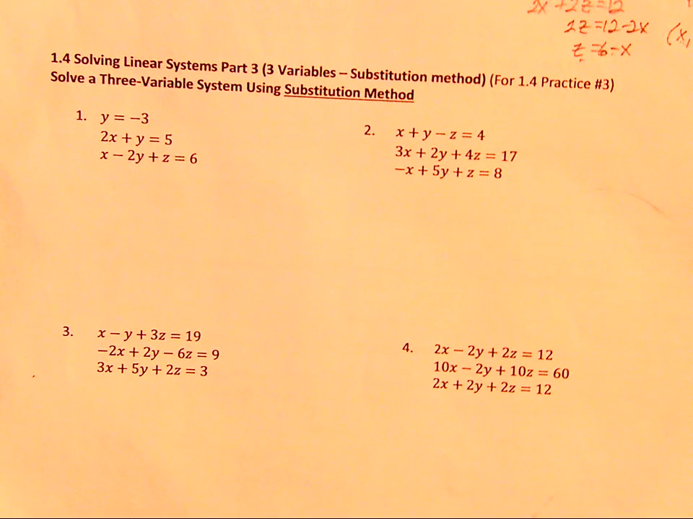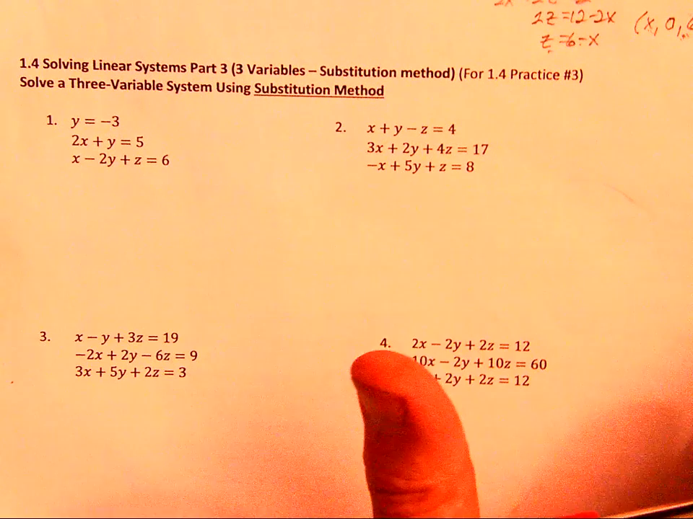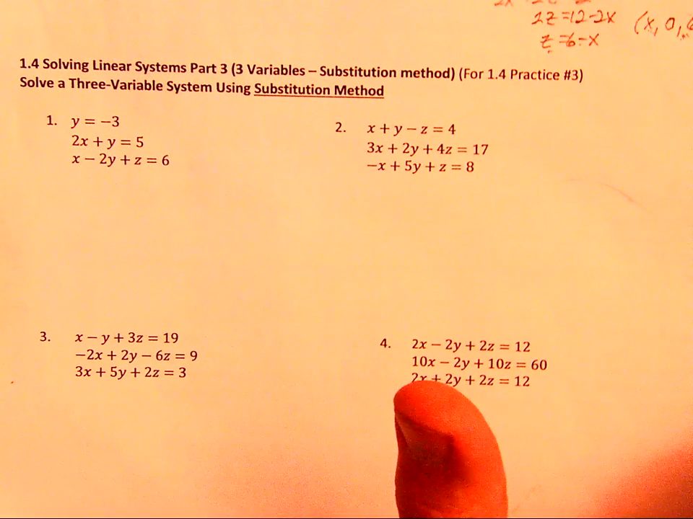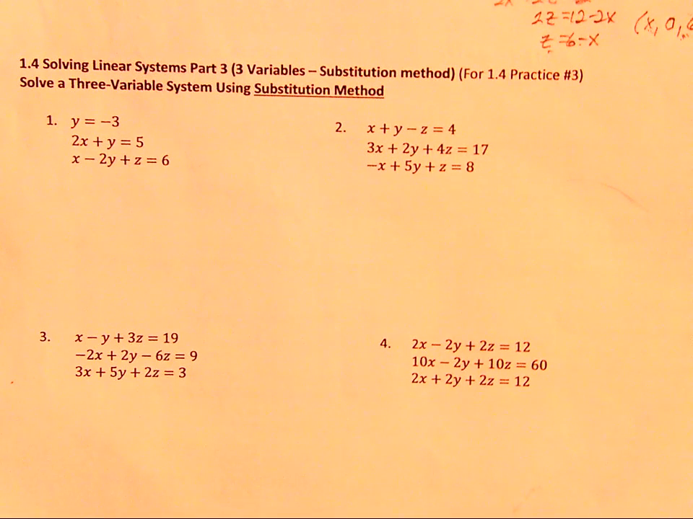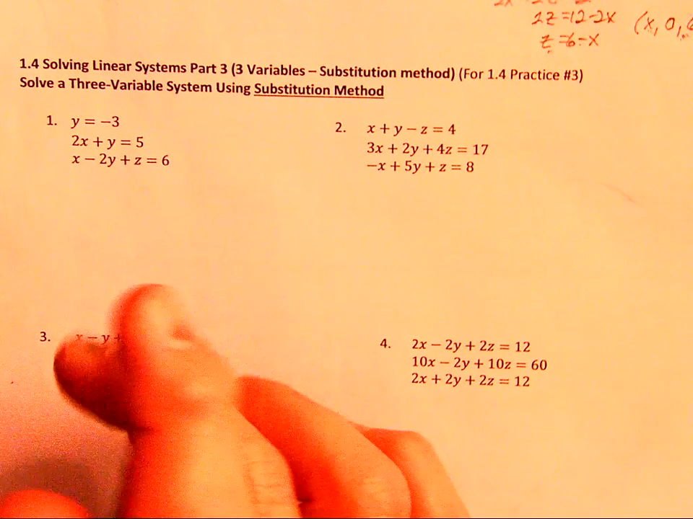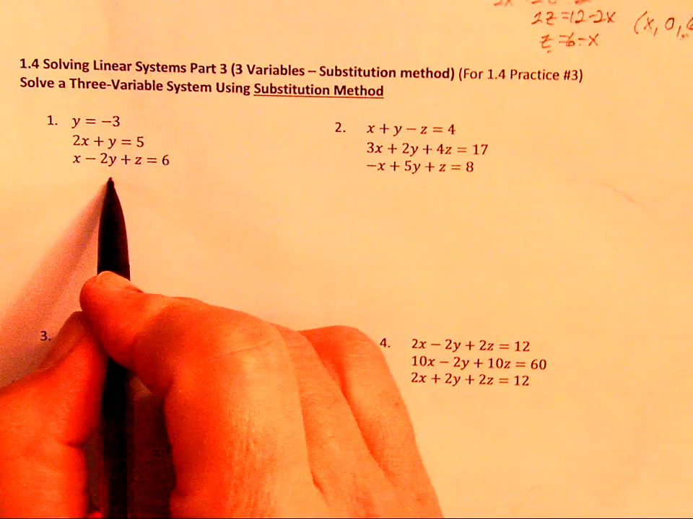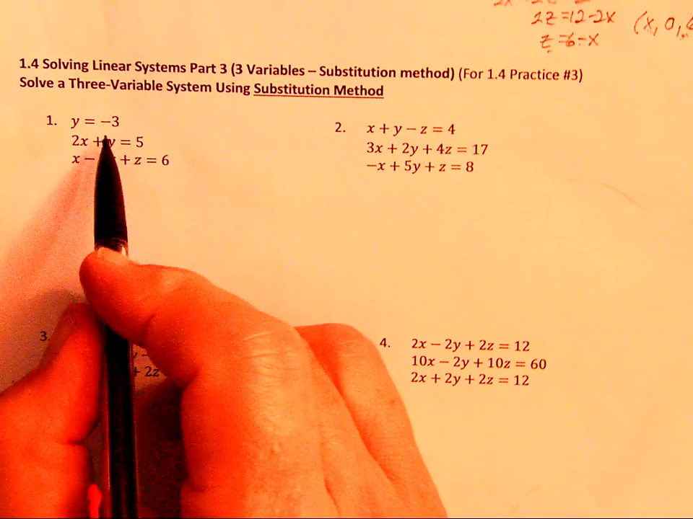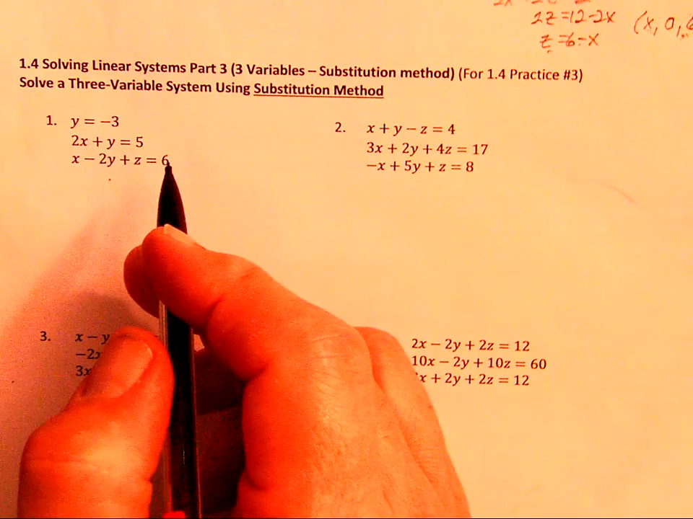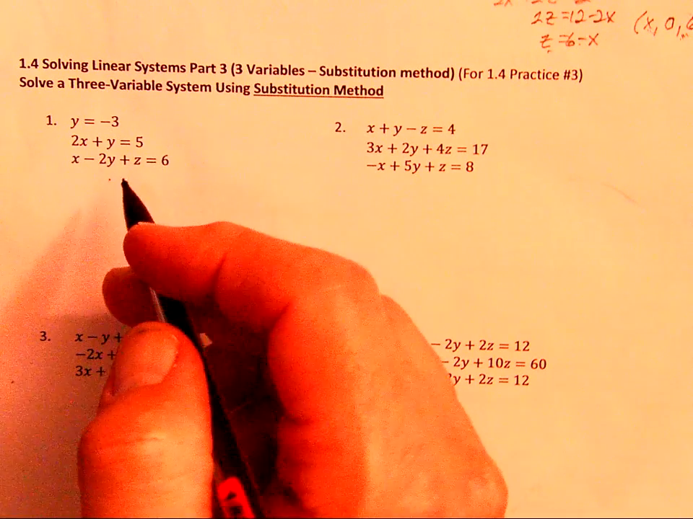Okay, in this one we're going to talk about, it's still on 1.4. This is part 3, still with 3 equations and 3 variables. Now we're using substitution method. Quite frankly, this would be my last choice if I was doing one of these. I much prefer elimination. Now it is easier when you get one like this. Notice here, we actually don't have all 3 variables in all 3 equations. So that's when substitution works pretty well.